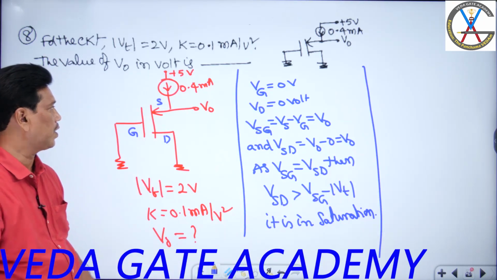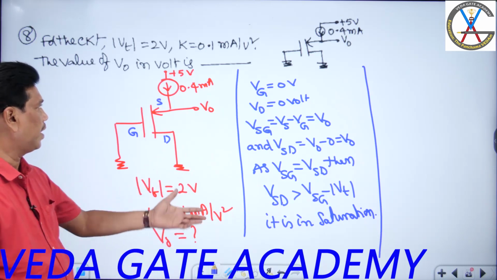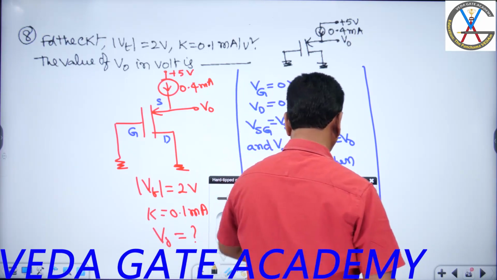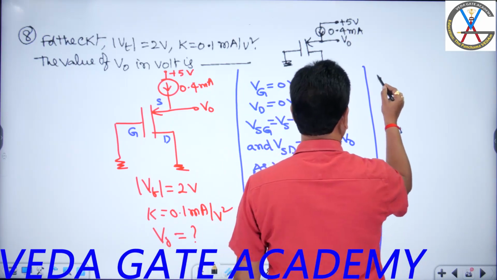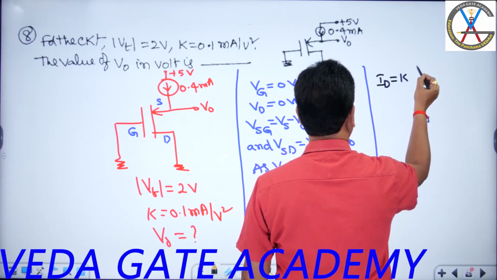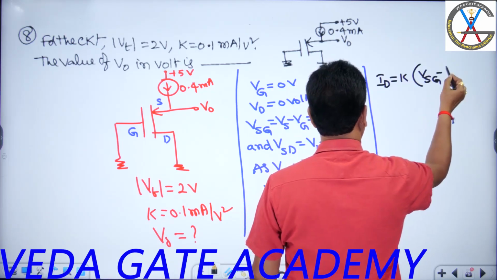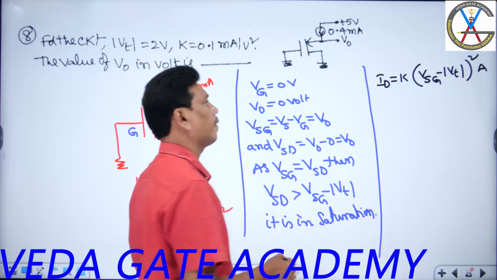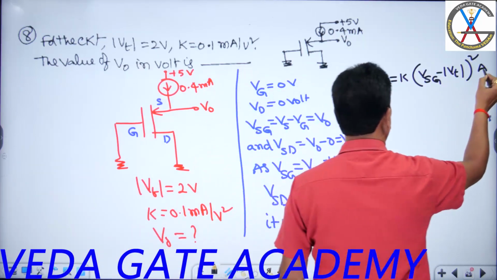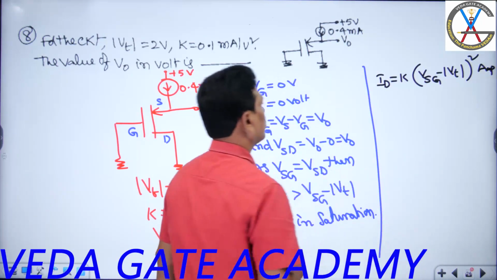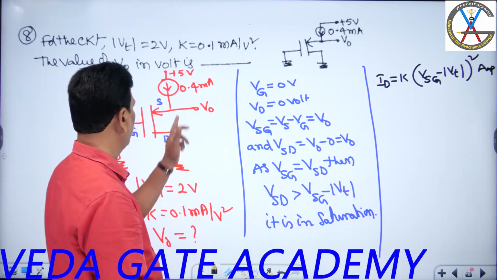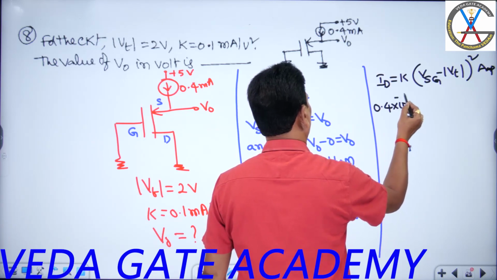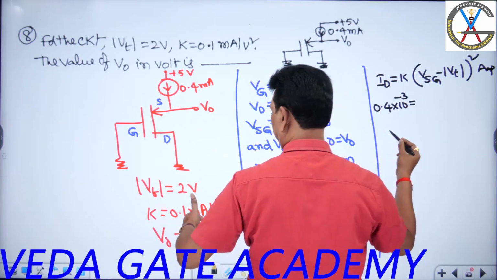What is the current equation under saturation mode for PMOS? In the PMOS, the equation for current in saturation mode is ID equal to K into (VSG minus modulus of VT) whole square ampere. So I substitute that now to get the required value of V0, students. ID is how much? 0.4 milli. K is also given, students, 0.1 milli.